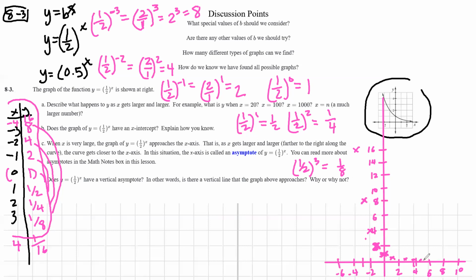And it's just getting closer, half of that, and half of that, but it will never cross the x-axis. So the graph that we want to draw goes like, it's decreasing, decreasing, decreasing, more and more. And I want to draw it closer and closer, but never crossing the x-axis.